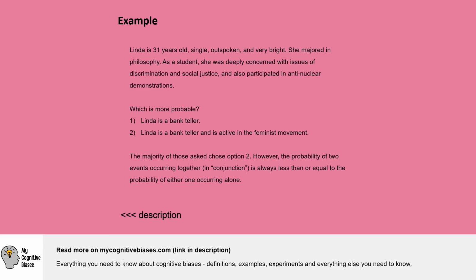However, the probability of two events occurring together, in conjunction, is always less than or equal to the probability of either one occurring alone.